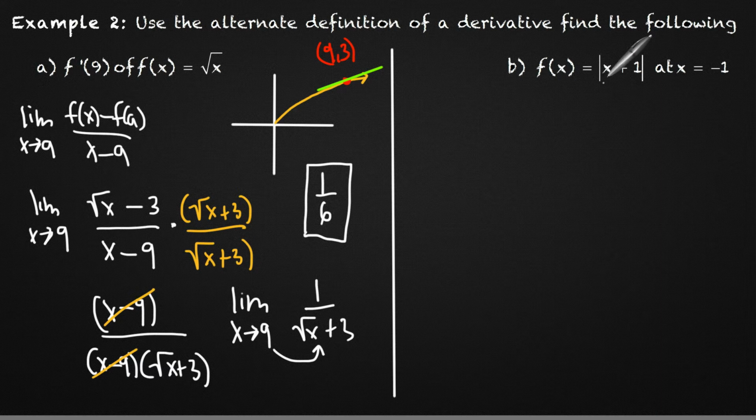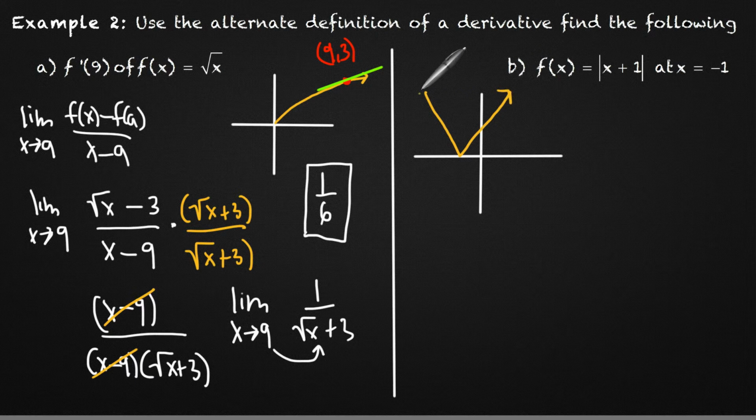Okay, part B is a problem that you do not need the alternate definition of a derivative for. Matter of fact, anytime you have an absolute value function, you don't use any of the definitions because most of these problems are simply finding the slope at a specific point. So this is an absolute value function and it's shifted left 1 unit. So it's just basically going to look like this.